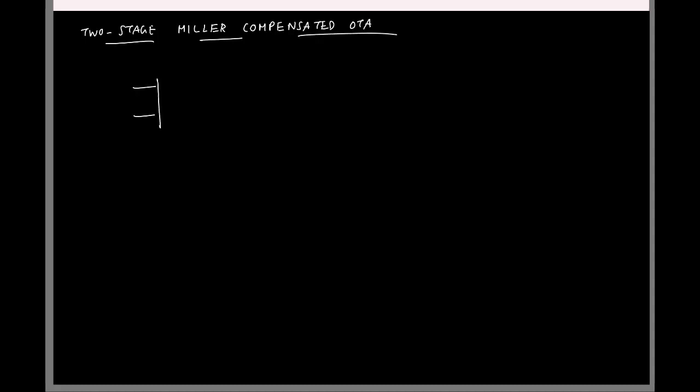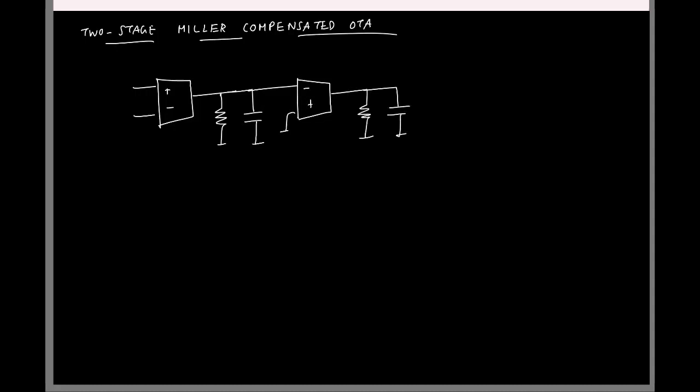So let me draw that quickly again. So this is the first stage. Second stage, the compensation capacitor. So let's say this is G1, C1, and I'll call it GL and CL, including the load capacitors. This is GM1, GM2. Okay.